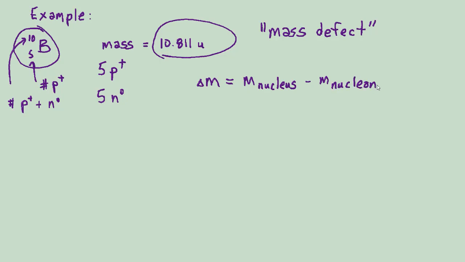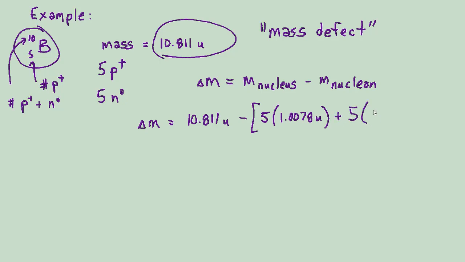So let's set this up. The delta mass is going to be the mass of the nucleus, 10.811 U, minus, and I'm going to make a big bracket here because we've got some things to do. We've got the number of protons times the mass of a single proton, plus the number of neutrons times the mass of a single neutron. And now it's calculator time. All right, so we'll plug this in the calculator and see what we get.